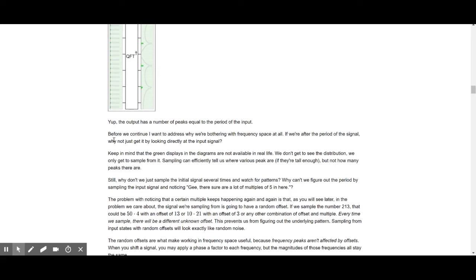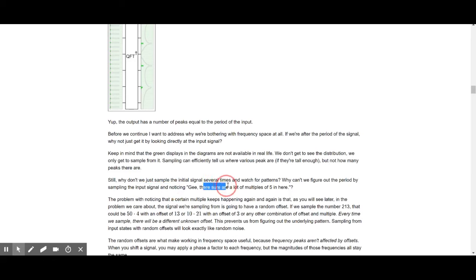Okay. Before we continue, I want to address why we're bothering with frequency space at all. If we are after the period of the signal, why not just get it by looking directly at the input signal? Keep in mind that the green displays and diagrams are not available in real life. Still, why don't we just sample the initial signal several times and watch for patterns? Why can't we figure out the period by sampling the input signal?